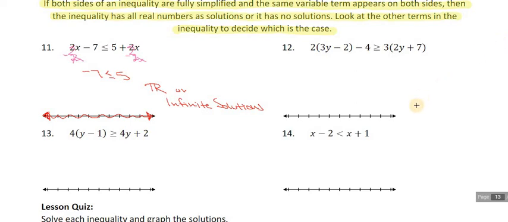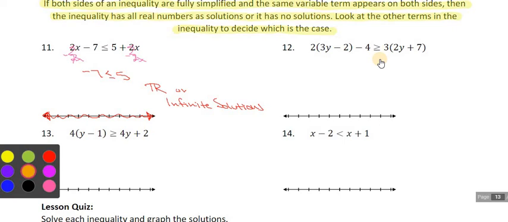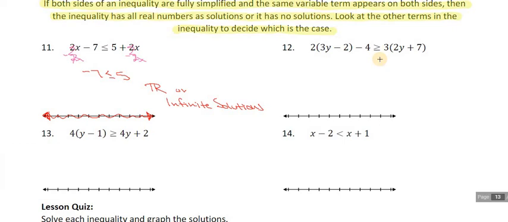Next, I'm going to look at number 12, I guess. So if we've got 2 times the quantity 3y minus 2, minus 4 is greater than or equal to 3 times the quantity 2y plus 7. On the surface, it doesn't look like anything special other than a lot of work. So we're going to start by distributing our 2. So we've got 2 times 3y is going to give us 6y. 2 times -2 is minus 4. Drag down the minus 4, greater than or equal to, we're distributing now the 3. So 3 times 2y is going to give us 6y. 3 times 7 is positive 21.